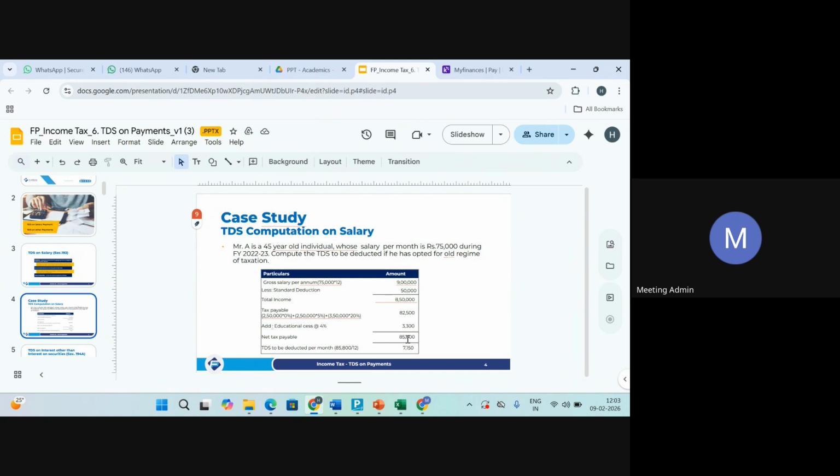So based on the 9 lakh, you're going to pay 85,800 as tax to the government. And TDS to be deducted per month: from your salary, how much are they going to deduct? 7,150. So this is what they are going to deduct from your salary. Is that clear? Yes, ma'am. If you want, you can take a snapshot of this. Later, you guys can work on it.